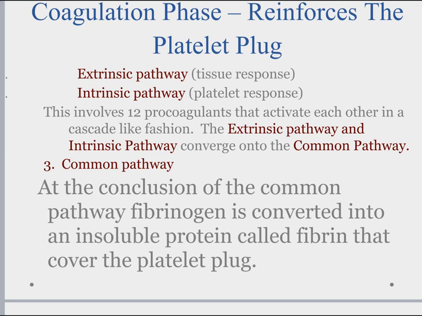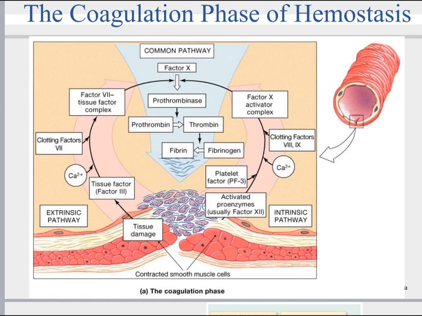So let's take a look at these pathways. The coagulation phase of hemostasis. So we've introduced these three pathways. The extrinsic pathway, again, outside of the blood at the tissue level, and the intrinsic pathway, which is the pathway that occurs inside the bloodstream, and then how they both converge onto this common pathway. So let's start with the quicker responding extrinsic pathway. It is a more direct pathway.